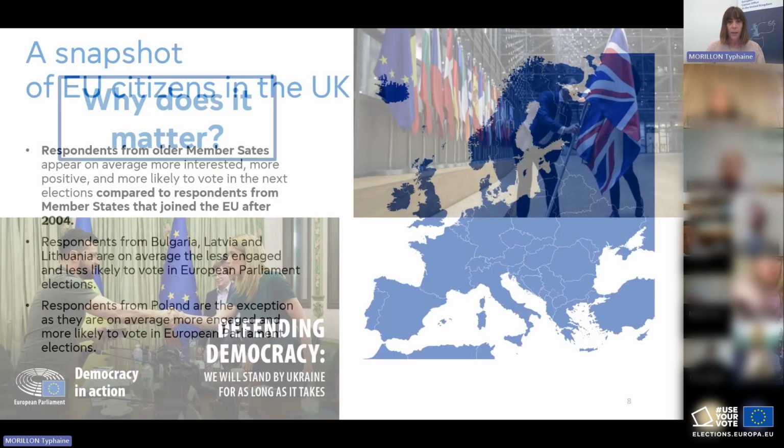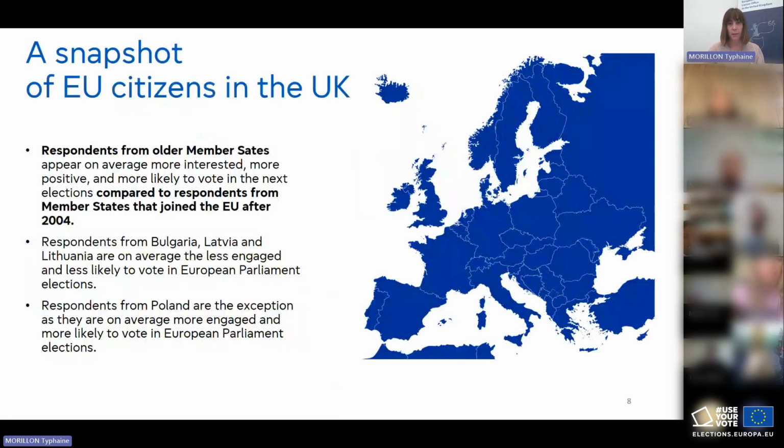Now, specifically about our audience, EU citizens living in the UK. When we started working on informing about the European elections, the first thing we needed to know was, who are they? How do they relate to the EU and to the European elections in the European Parliament? What do they think? What do they care about? Are they likely to vote? And if not, why? So that we could really target the information based on that.